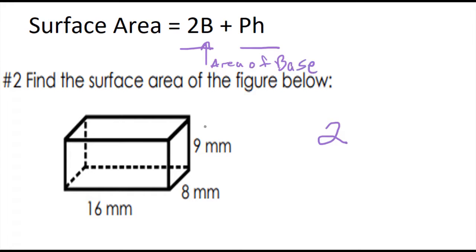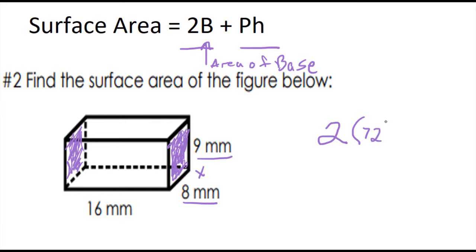Now let's figure out which one is the base. When you look at this, you'll see these lines are longer and these lines are shorter, right? There are only 2 of them. There's this one right here, and then there's this one right here. These 2 are the only ones that are the same. The others are longer. So this would be our area of the base. We're dealing with the 8 and the 9 here. How do we find area of the base? We take length times width, right? So 9 times 8 is 72. So this is going to be 2 times 72.